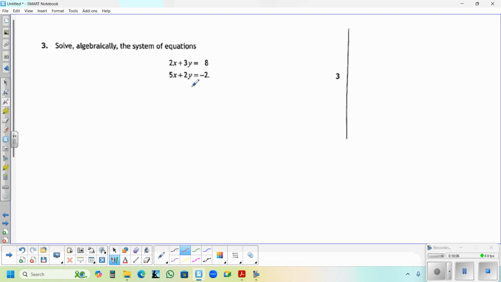So what I'm going to do is I'm going to multiply that top one by 2, and I'm going to multiply that bottom one by 3. When I do that, I get 2 times 2x is 4x, 2 times 3y is 6y, and 2 times 8 is 16. Multiply the bottom one by 3, 3 5s are 15x's. Add on 3 2s are 6y, and that is equal to 3 times negative 2 is negative 6. So we're eliminating y.